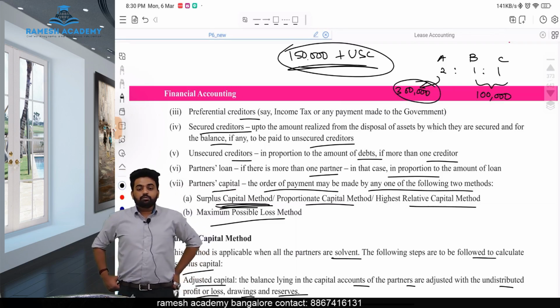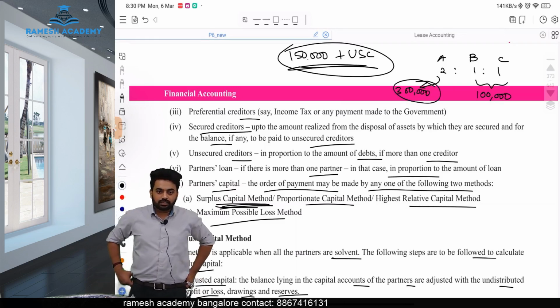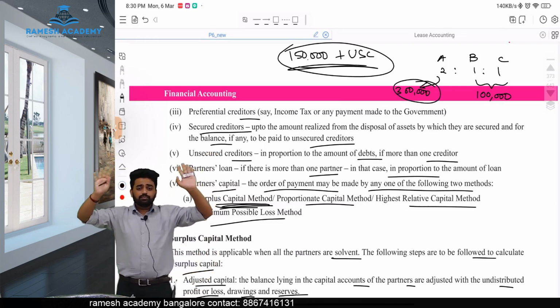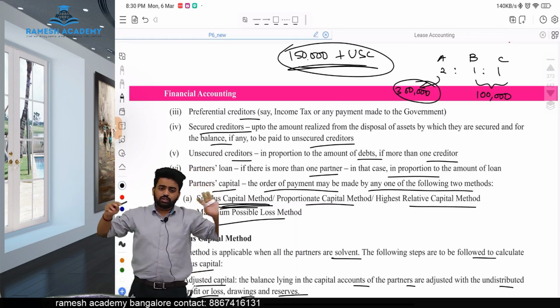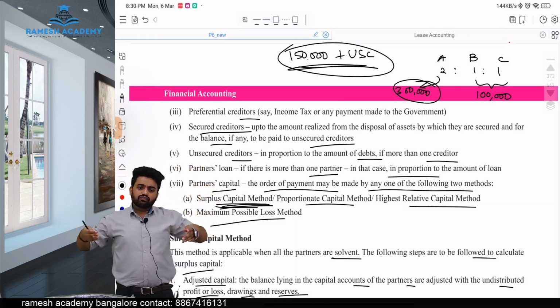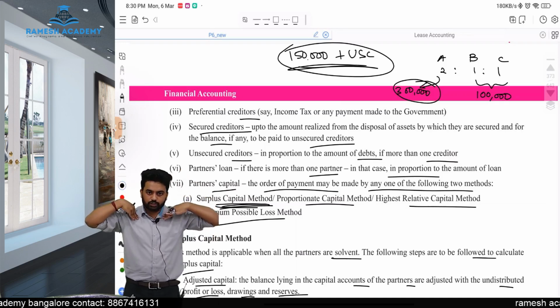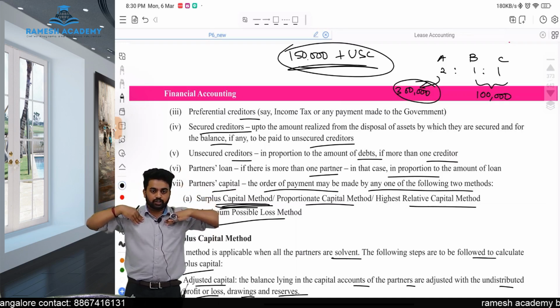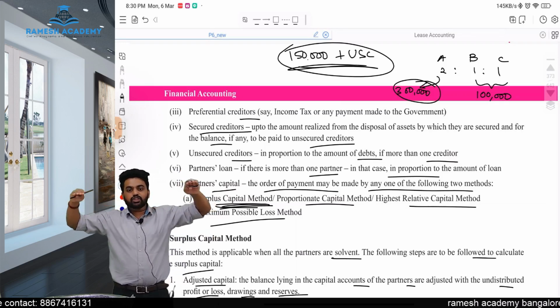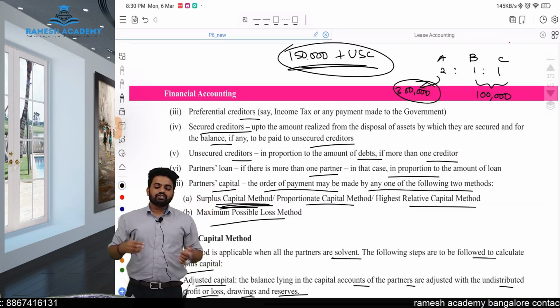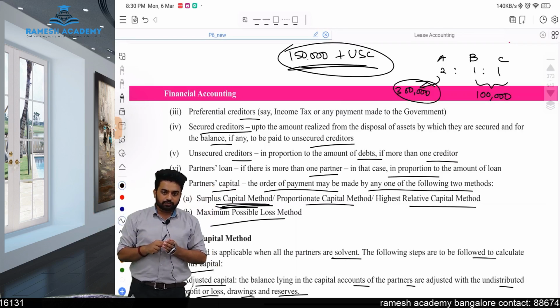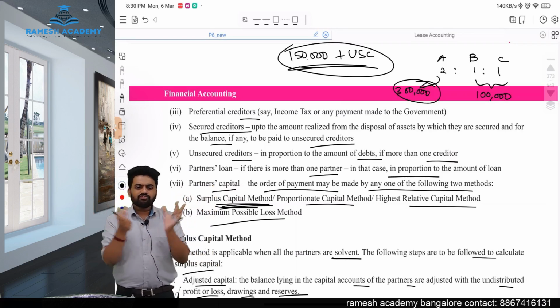Because he paid more capital, he has more capital. So A said, all this drama you don't do, I have paid more money, so first I will take out the excess money which I have already put, later I will come on par with you people, and later we will take it in the profit sharing ratio. So this conflict happens, no?